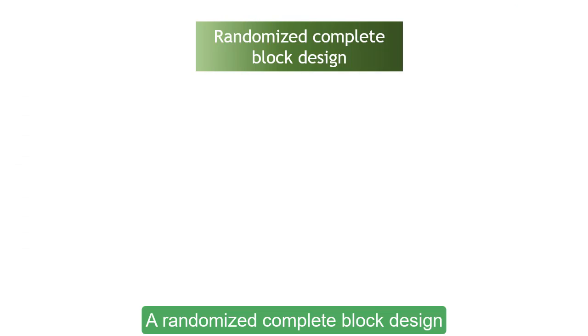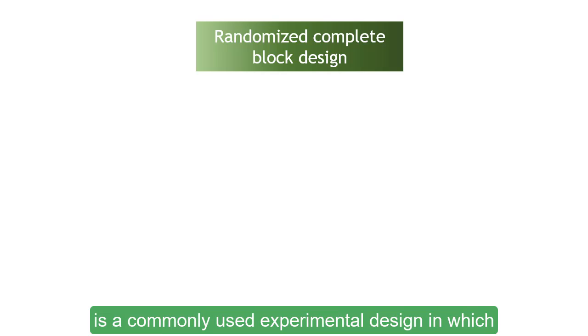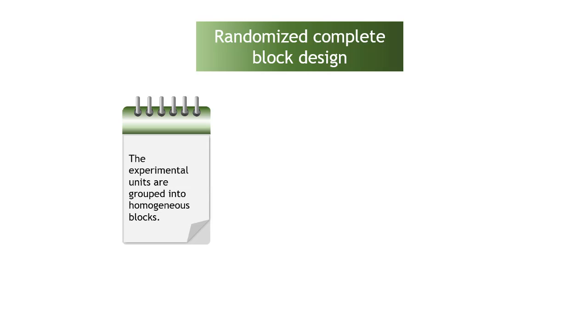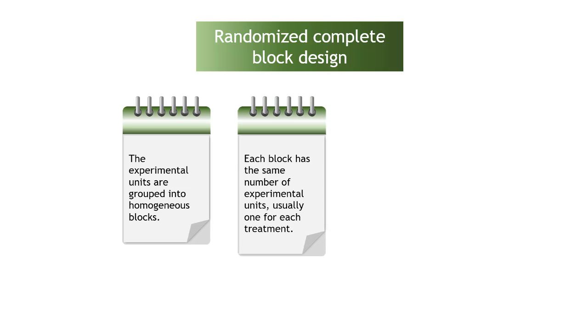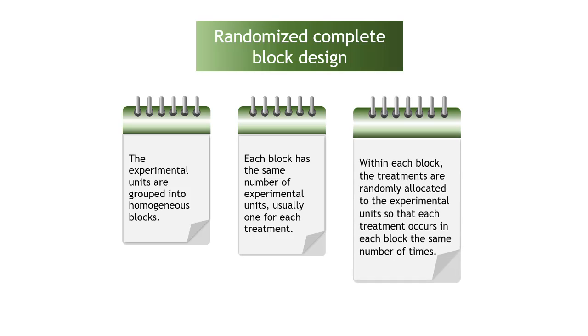A randomized complete block design is a commonly used experimental design in which the experimental units are grouped into homogeneous blocks. Each block has the same number of experimental units, usually one for each treatment. Within each block, the treatments are randomly allocated to the experimental units so that each treatment occurs in each block the same number of times.